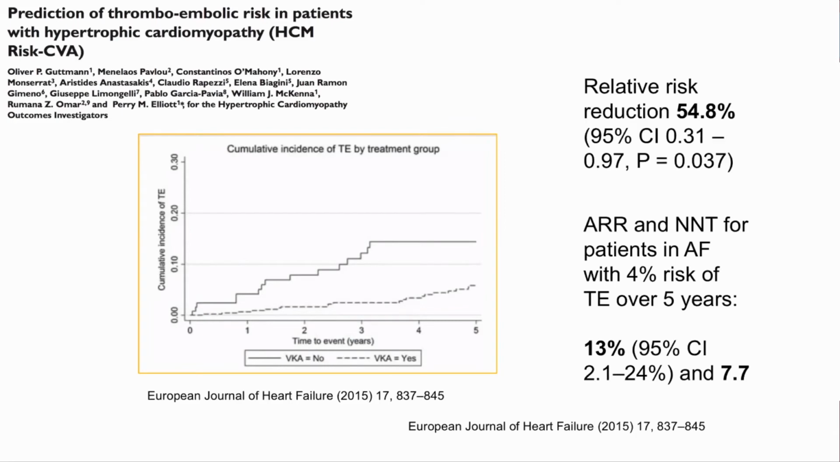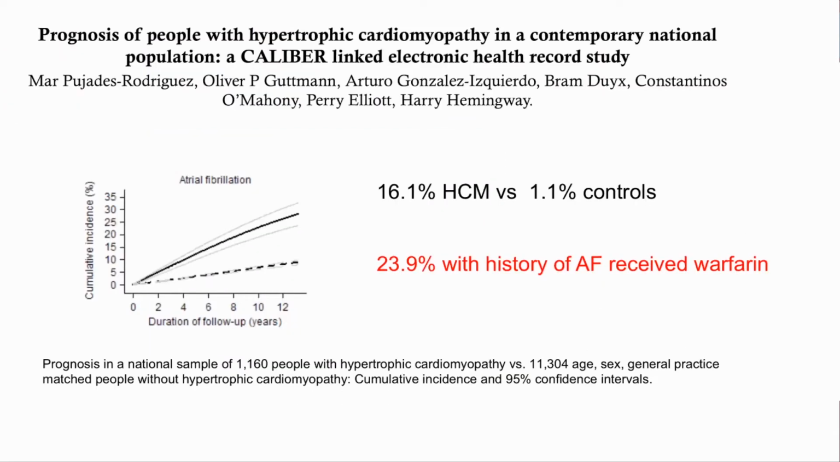The one important thing that we have to bear in mind, though, is that out there in the real world, many people with atrial fibrillation are not receiving appropriate therapy. And this is from work that we've recently done using electronic health records. About a quarter of patients with hypertrophic cardiomyopathy had atrial fibrillation, but only a quarter of those individuals were actually receiving warfarin, therefore exposing them to the risk of stroke. So I'm emphasizing this because this is an underappreciated but really important aspect of the management of this condition.